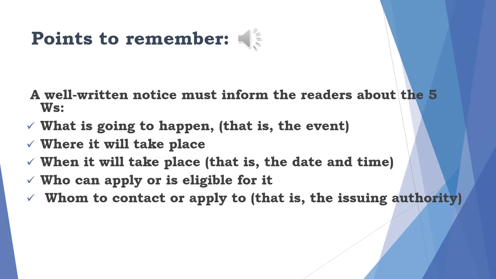Now we are going to take up the points which are very important for writing the content or the body of the notice. A well-written notice must inform the readers about 5 W's. What are those? First is what is going to happen, that is the event. Where it will take place, the place matters. When it will take place, that is the time and date. Who can apply or who is eligible for it, that is the audience. And whom to contact or apply, that is the issuing authority. All these points should be covered.